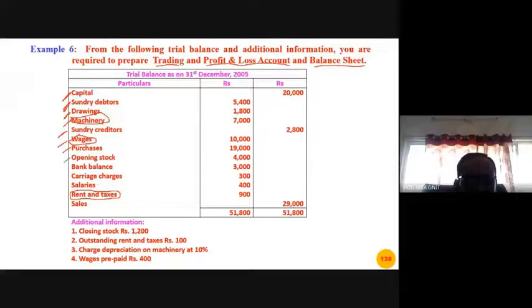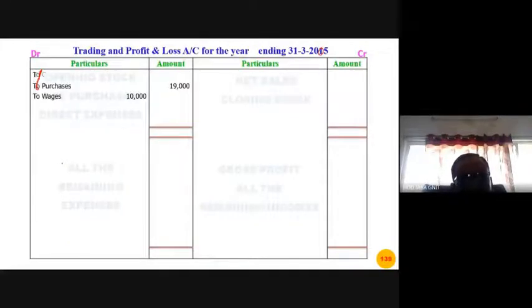Opening stock means the stock on the opening day of the financial year. The stock on the opening day of the financial year is called the opening stock. It is to be shown as the first item on the debit side of a trading account. Yes, opening stock 4,000. Go to trading account. As the first item, you show two opening stock, 4,000.